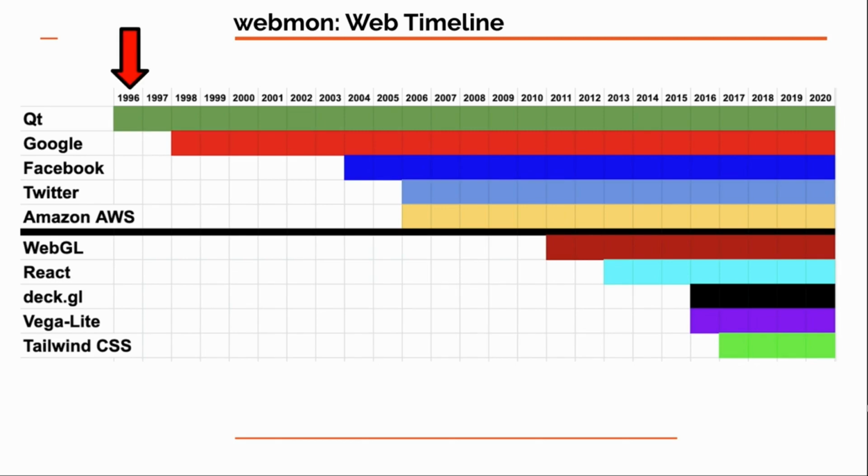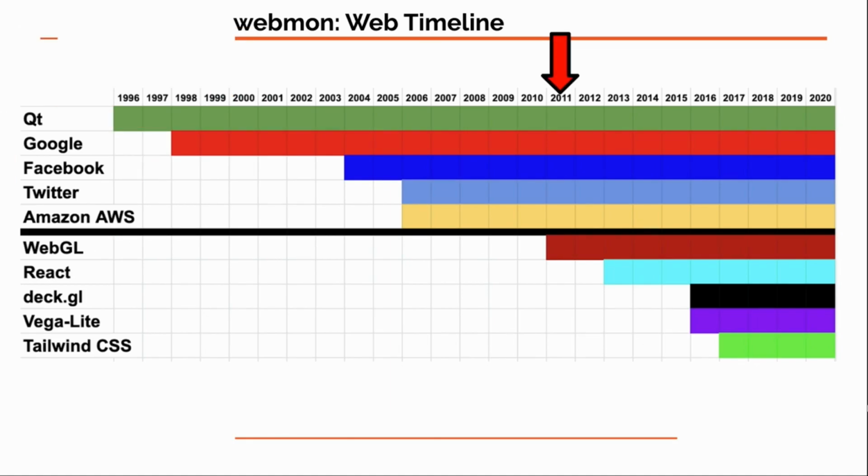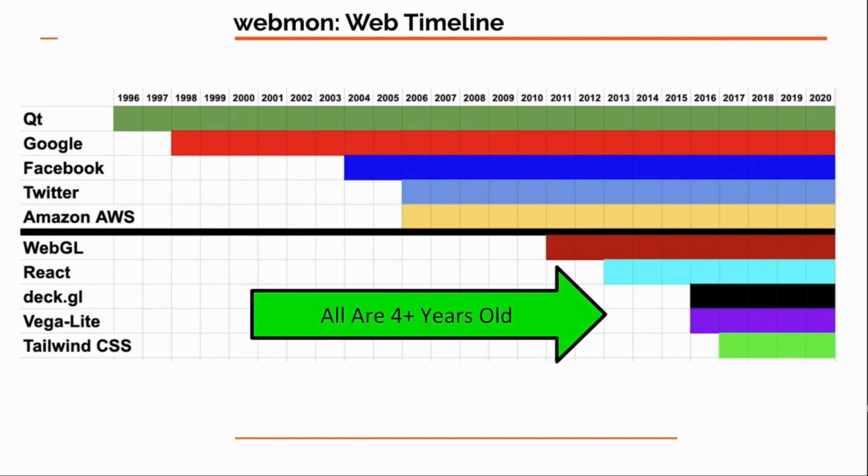So Qt came out in 1996. Google was founded in 1998. Facebook in 2004. Twitter and AWS in 2006. These four companies have a current market cap of $3.8 trillion. So that's a lot of incentive for people to work on web stuff. So in 2011, you've got WebGL, 2013, React, 2016, DeckGL and Vega-Lite, 2017, Tailwind.